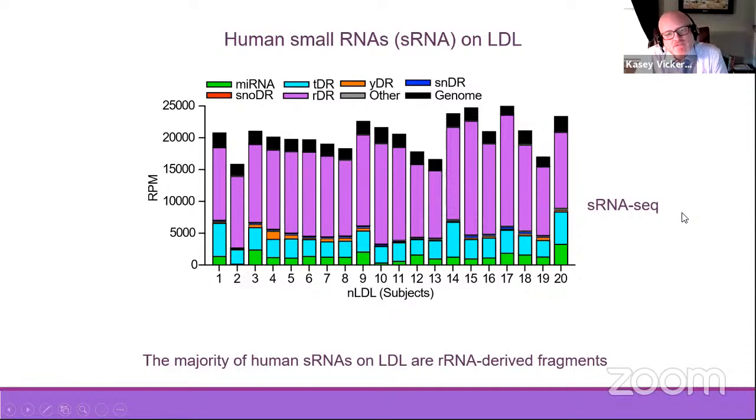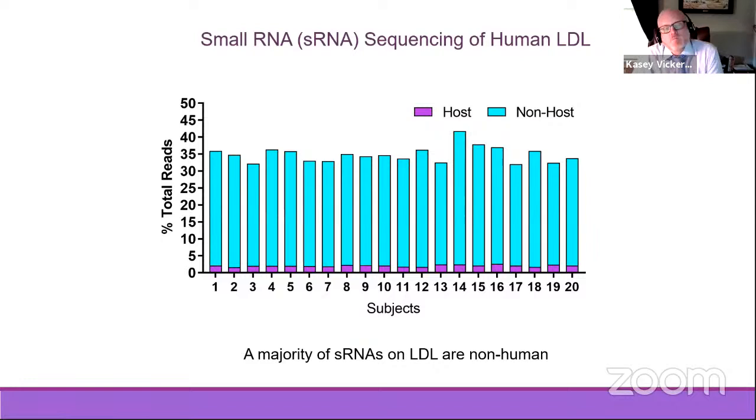If you do small RNA sequencing, first we will look at the host RNAs. We started with green with the microRNAs, but they're just one small flavor of the RNAs that are circulating on LDL. For host RNAs, the majority come from ribosomal RNA fragments. They're in purple. But what's really striking with the sequencing data is that we realize that a majority of the small RNAs on LDL are non-human. So only about 5% of the RNA on LDL is from the host.